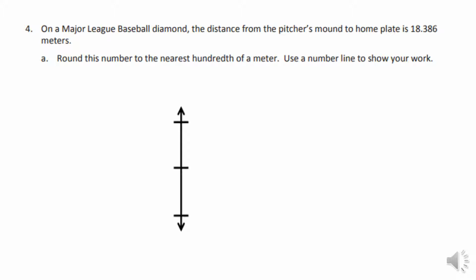Next one says, on a Major League Baseball diamond, the distance from the pitcher's mound to home plate is 18 and 386 thousandths meters. Round this number to the nearest hundredth of a meter. Use a number line to show your work. So I've imported a number line here, and it's saying to the hundredths. So I'm looking at right here, the 8 is in the hundredths place. So I'm going to put down here 18 and 38 hundredths.